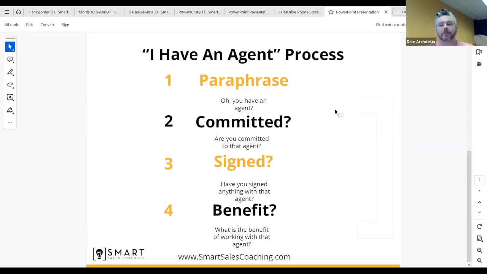Yeah, it's not how committed are you, right? We're not going to ask how pregnant are you. Are you committed or not? Or are you committed to that agent, okay? Good. Are you committed to that agent? Signed. Have you signed anything with that agent?